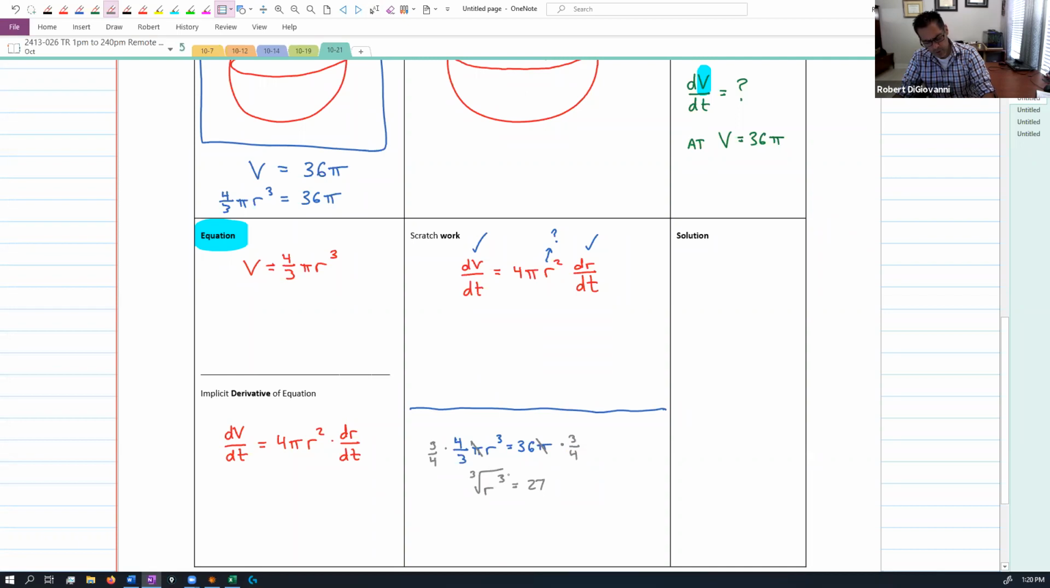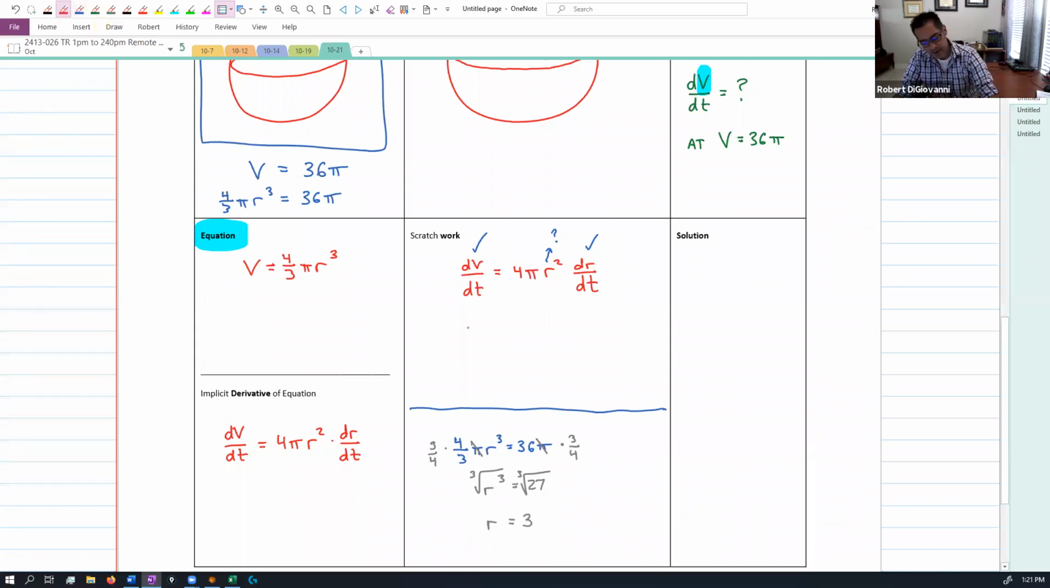Hey, when we do cube root, do you have to do plus or minus? Only square root, fourth root, sixth root, only even roots do you ever do plus or minus. If it's an odd root, you don't have to do plus or minus. So we only have one answer, 3. So now I know what R is at the exact moment in time.